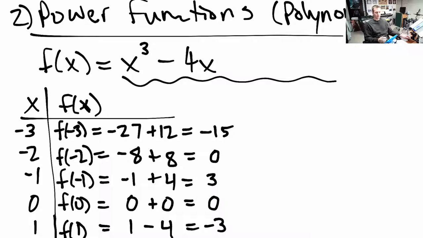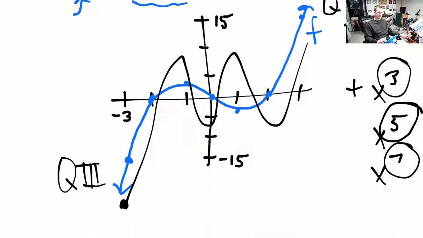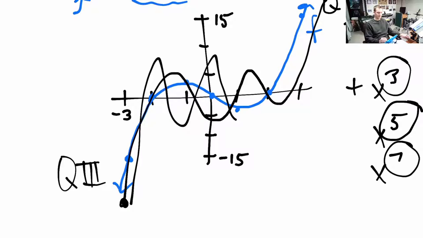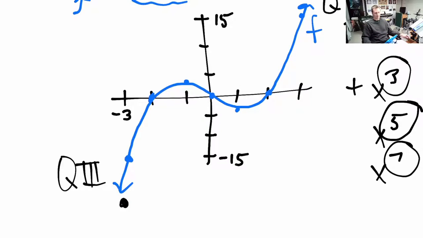But in general, that leading term determines the overall shape, which in the case of x cubed is exactly what you've got here. In the case of x to the fifth, it's almost exactly like what you've got here. In the case of x to the seventh, it's almost exactly what you've got here. Right? It's just you add more wiggles in the middle.